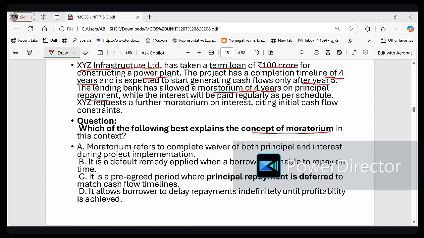Here we are talking about an infrastructure project. Option A is saying complete waiver of principal and interest. That is called a write off, right?